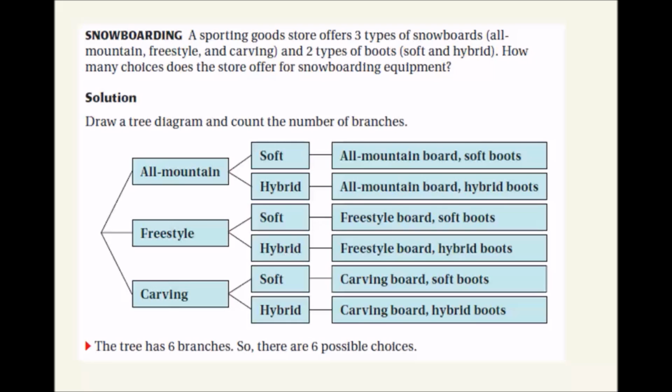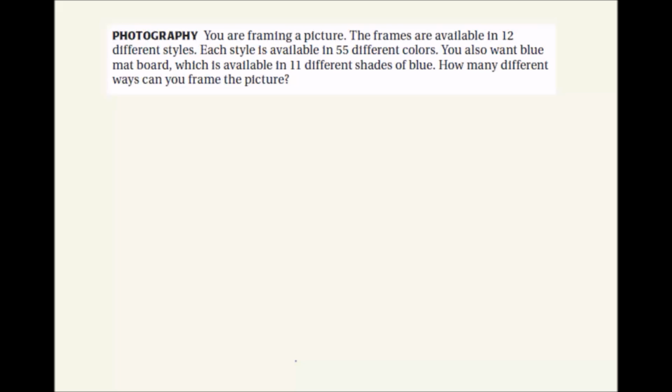However, this is way too basic when we start having a lot of options. This question's a little more advanced. It says you're framing a picture. The frames are available in 12 different styles. Each style is available in 55 colors. You also want blue matte board, which is available in 11 different shades of blue. How many different ways can you frame the picture? So you have 12 choices for the frame, 55 choices for the color of the frame, and 11 different choices for the matte board. So you do 12 times 55 times 11, and that's going to give you 7,260 options for how you want to make this frame.